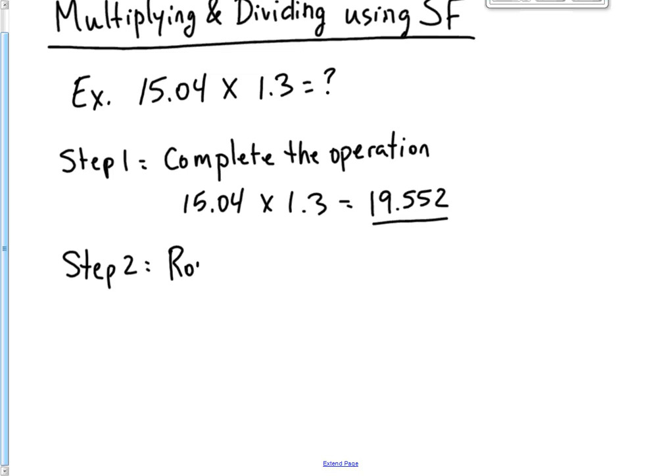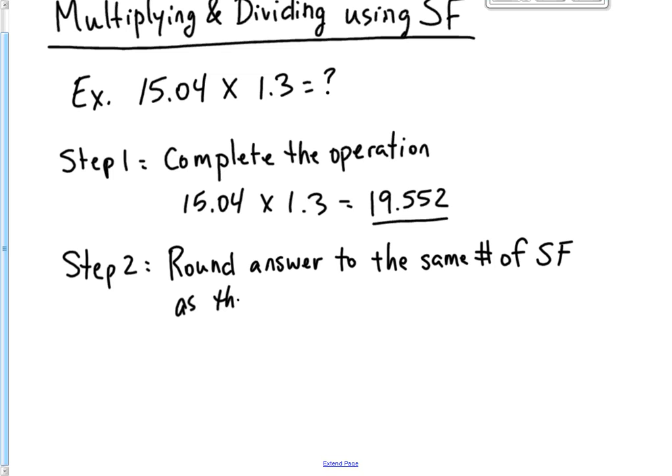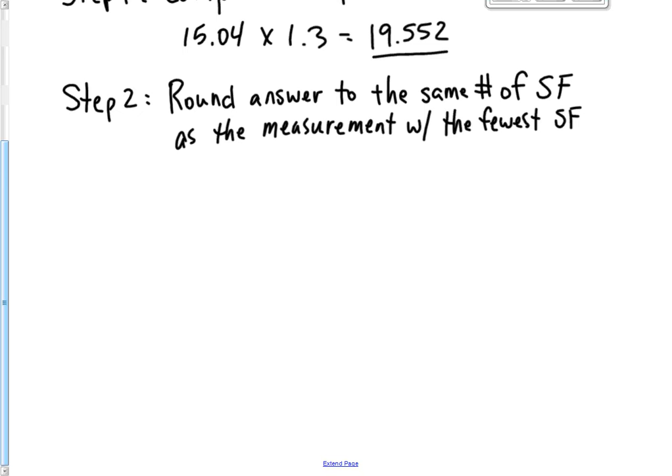We are going to round our answer. The number of significant figures to the same number of significant figures as the measurement with the least, or the fewest, significant figures.